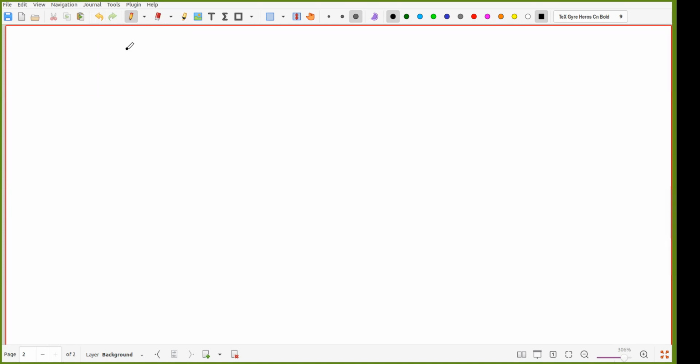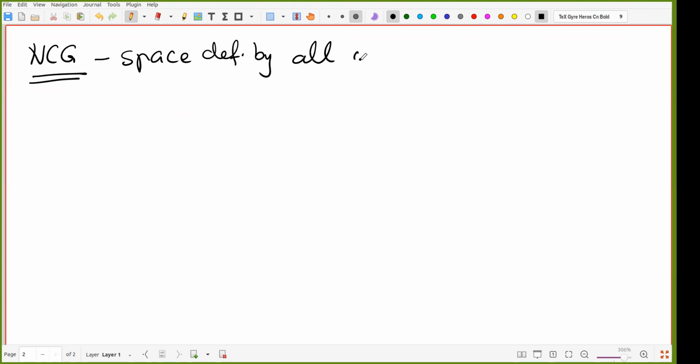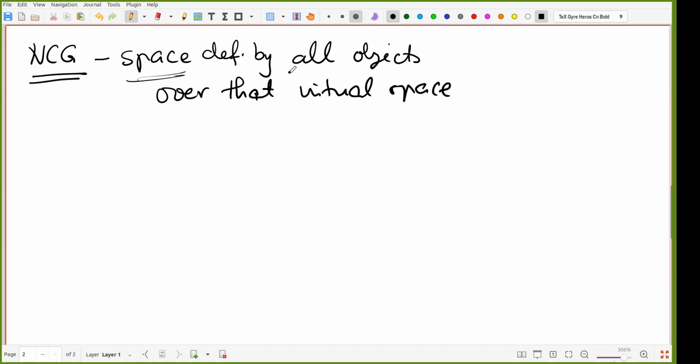Before I go to this, let me say what non-commutative geometry is about. Non-commutative geometry is a general subject in which a space is defined by all objects of a certain kind, objects over that virtual space. So simply define a space by all objects which live over the space.